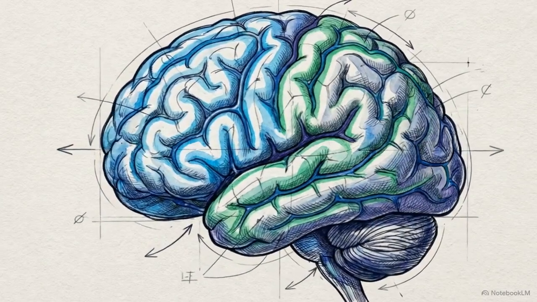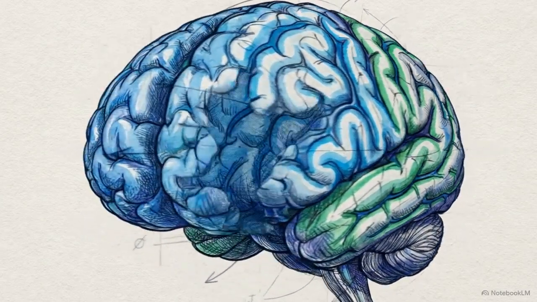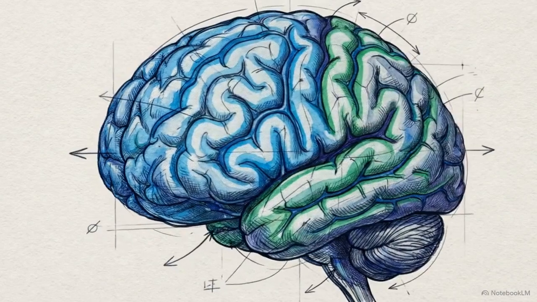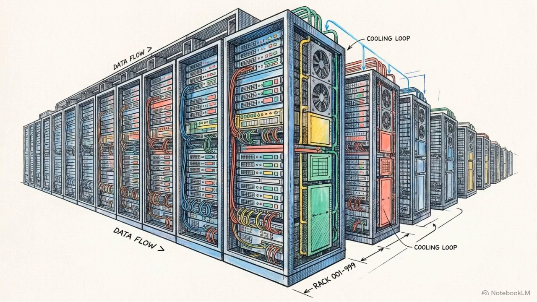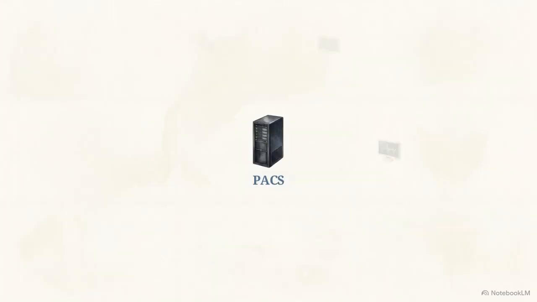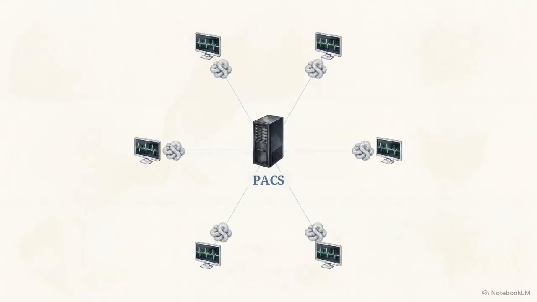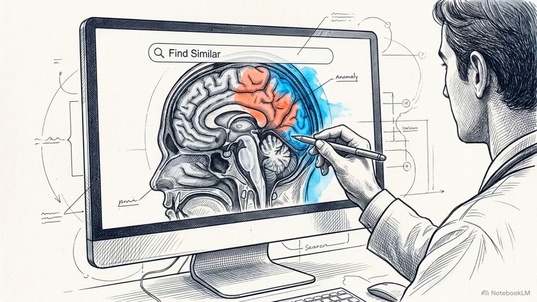Inside a modern diagnostic center, a radiologist reviews a high-resolution, three-dimensional MRI scan of a patient's brain. To manage the sheer volume of these scans, hospitals rely on Picture Archiving and Communication Systems, or PACS. This specialized network infrastructure manages petabytes of medical imaging data. The radiologist identifies a specific tissue anomaly in the frontal lobe and queries the system for similar historical cases.